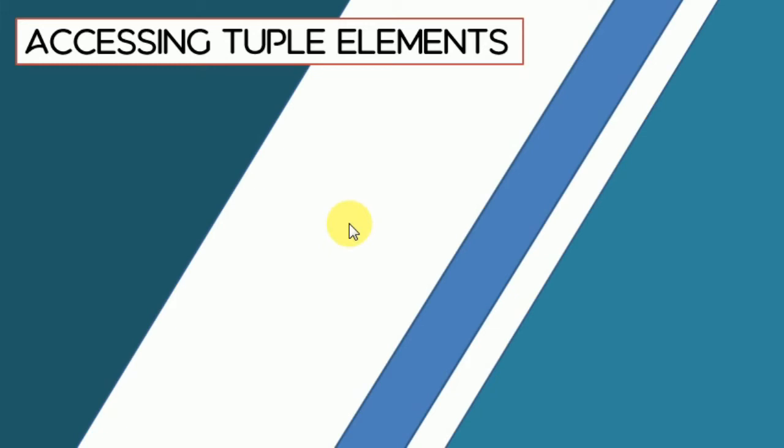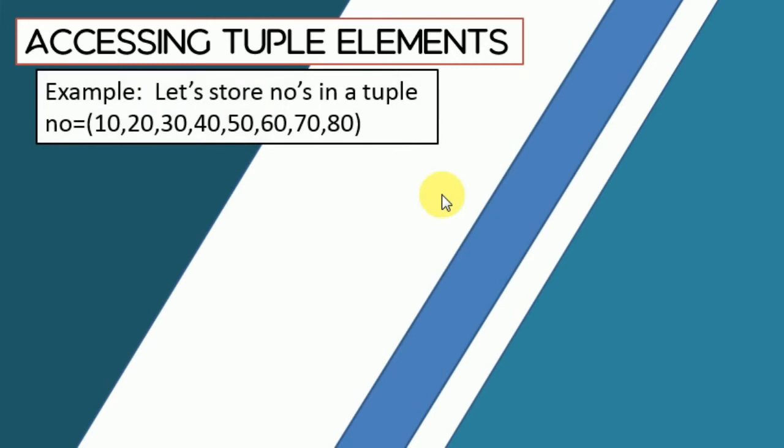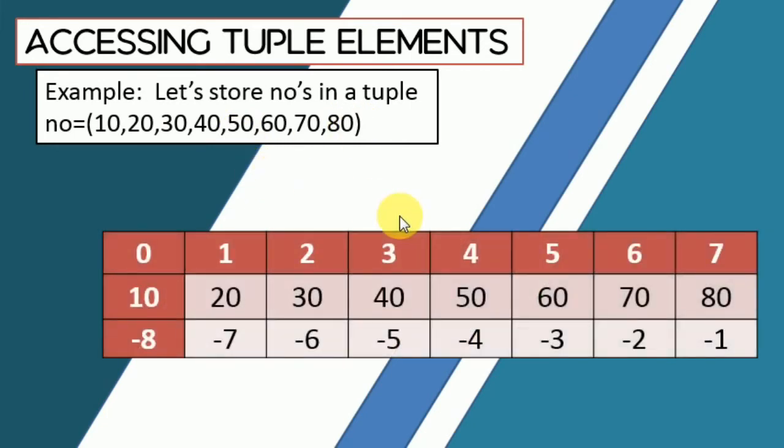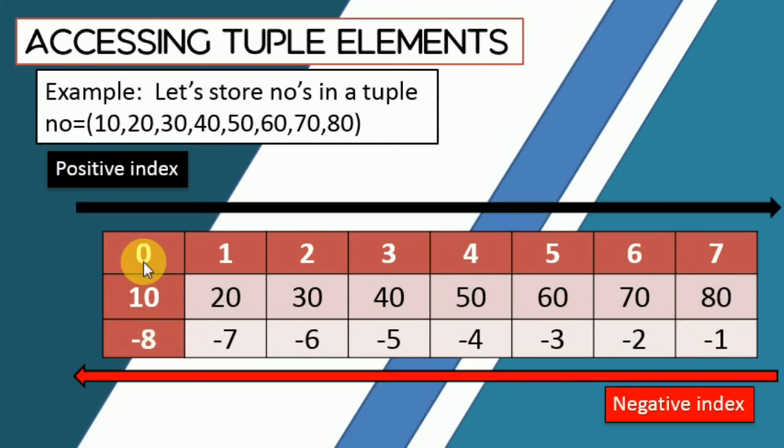Now let us understand how to access tuple elements. The concept is the same as we have done in the list. So these are the numbers in a tuple: 10, 20, 30, 40, 50, 60, 70, 80, and here is a diagram. Same, these are the positive numbers, these are the negative numbers. Indexing: positive starts from 0 to 7, negative starts from -1, -2, -3, -4, -5, down to -8. Reading negative from right to left and positive from left to right.